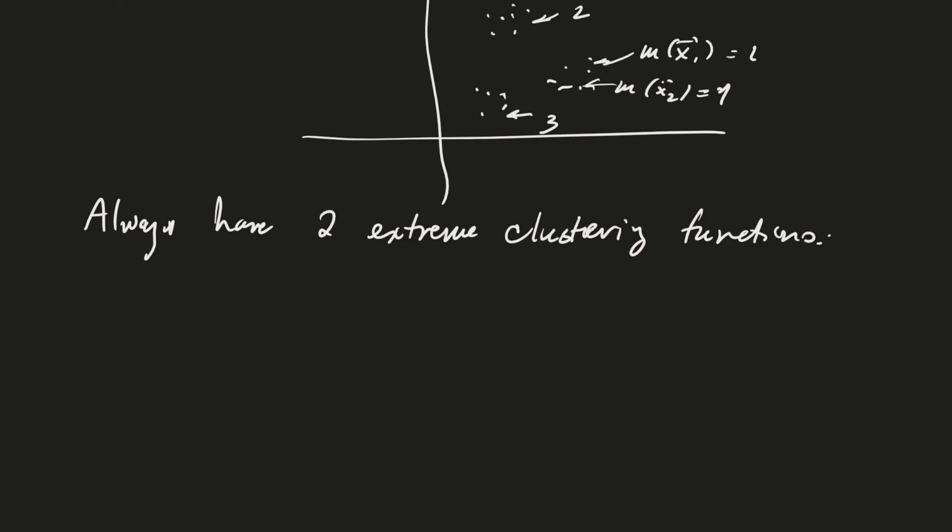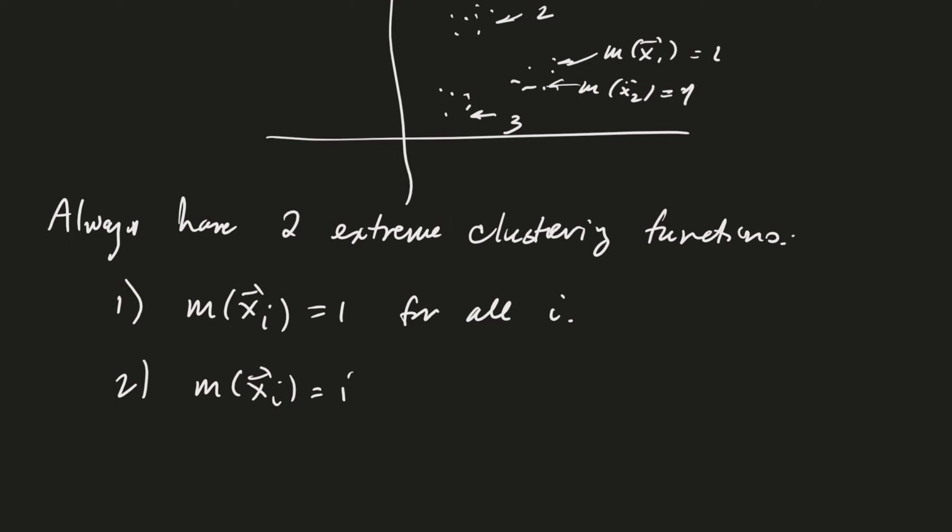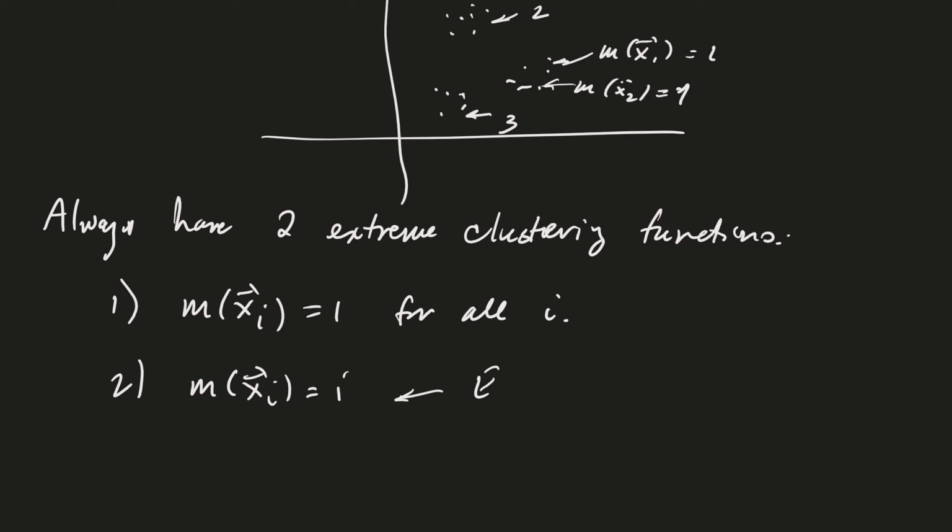And we typically want to avoid these. One, where m of xi is equal to 1 for all data points, for all i. This is just taking the set and saying, here's all your data, it's in one cluster. So that's not very informative. The other extreme may be that m of xi is equal to i, and in this case, every data point has its own cluster.